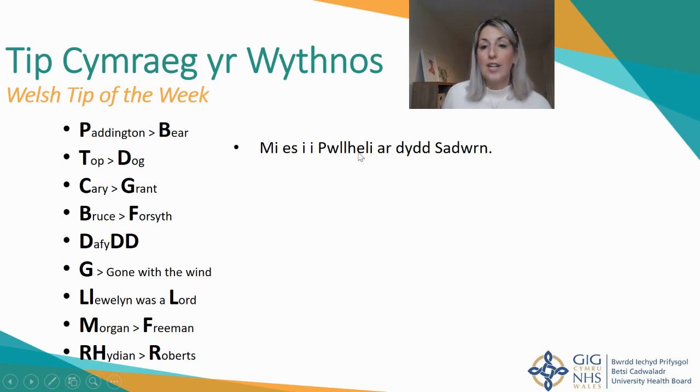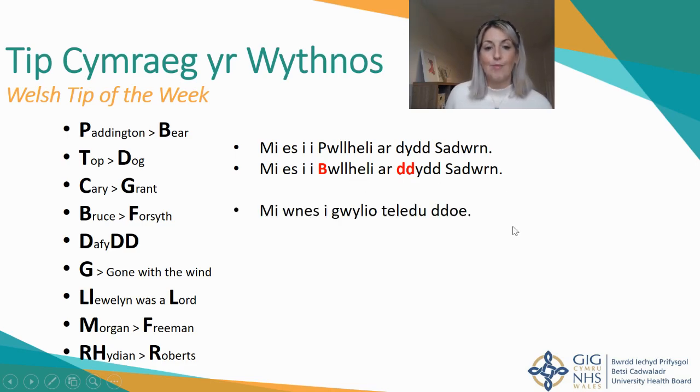Mi es i Pwllheli ar dydd Sadwrn. I went to Pwllheli on Saturday. Now, there are 2 soft mutations in this sentence. One after the i and another after the ar, meaning on. So I remember my hack, and the P turns to a B, Paddington bear, and the D doubles just like the name Dafydd. This is the correct sentence. Mi es i Bwllheli ar ddydd Sadwrn. I went to Pwllheli on Saturday.